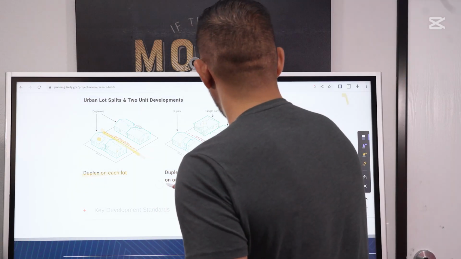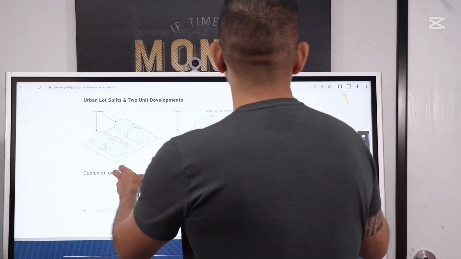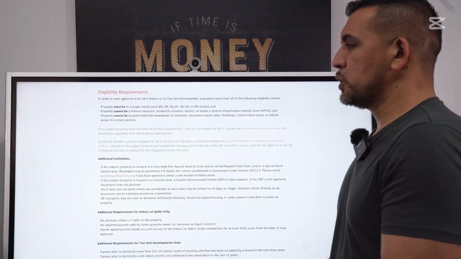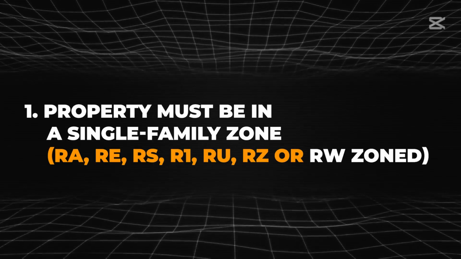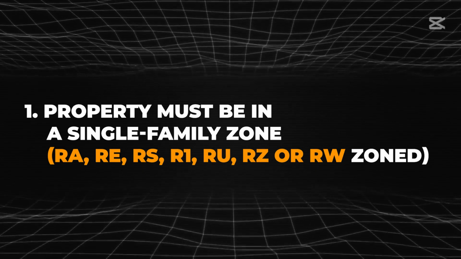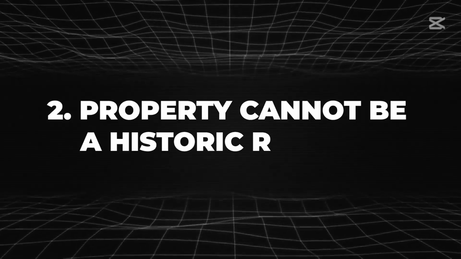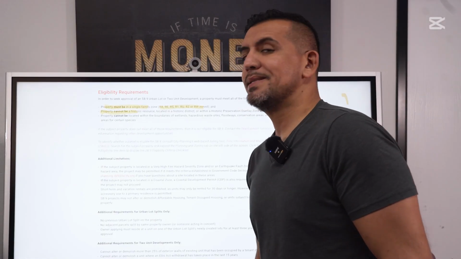Let's jump into some other requirements. Let's make sure that we understand a little bit about what's required. So let's go into the eligibility requirements. So now, for someone to do an SB9, these are some of the requirements. Number one, the property must be a single family residence and it has to fall within these zones: RA, RE, RS, R1, RZ, RW, right? The other one is it cannot be historical. If your property is within a historical area, it is not going to qualify.